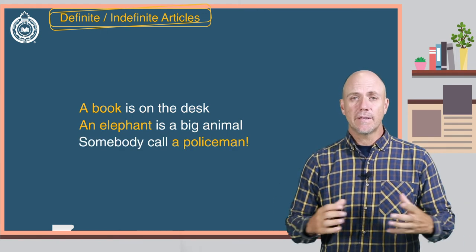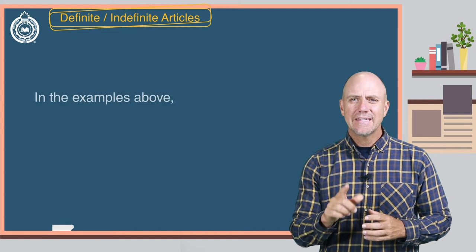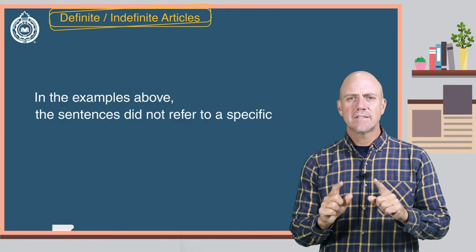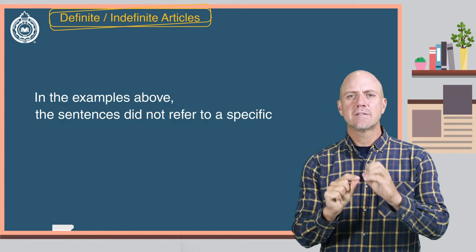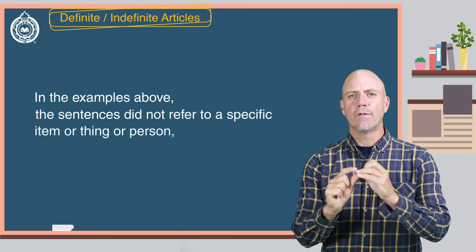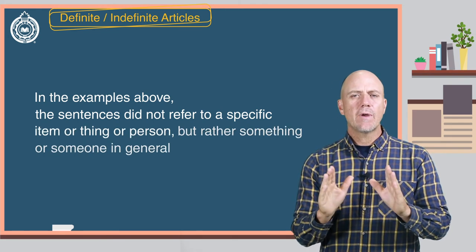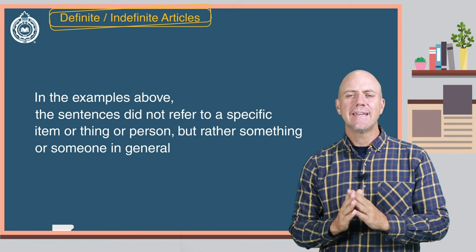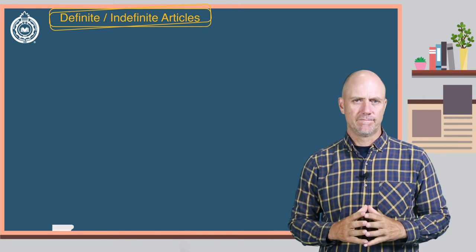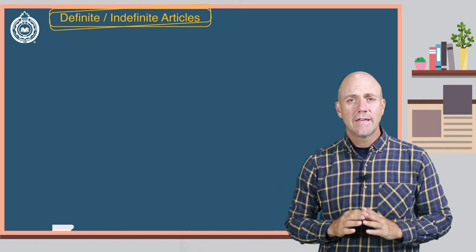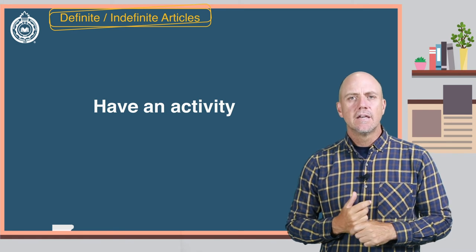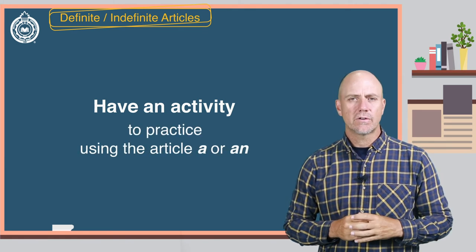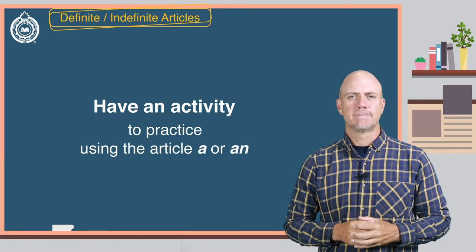Somebody call a policeman. In the examples above, the sentences did not refer to a specific item or thing or person, but rather something or someone in general. The video will now stop, and you will have an activity to practice using the article a or an.